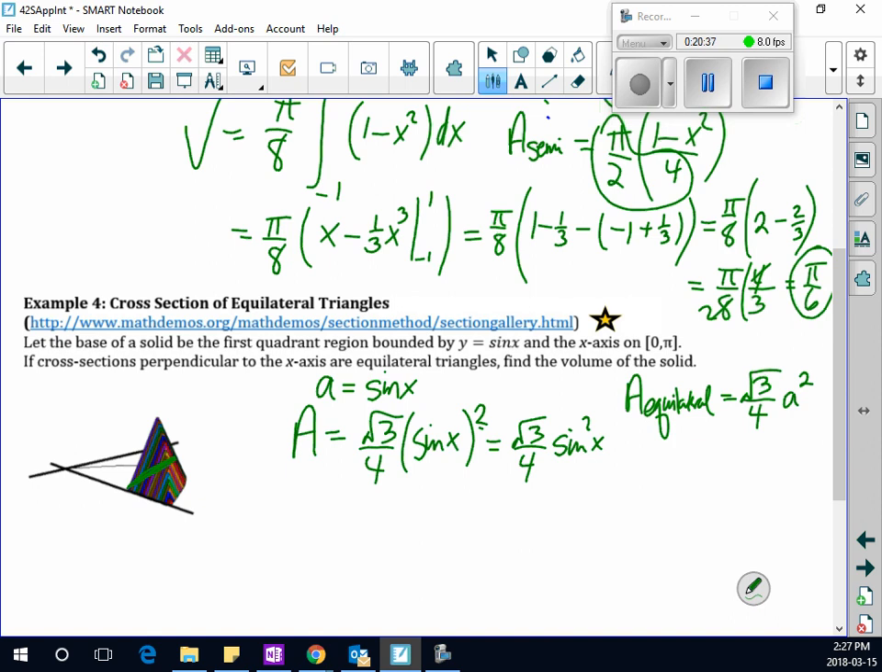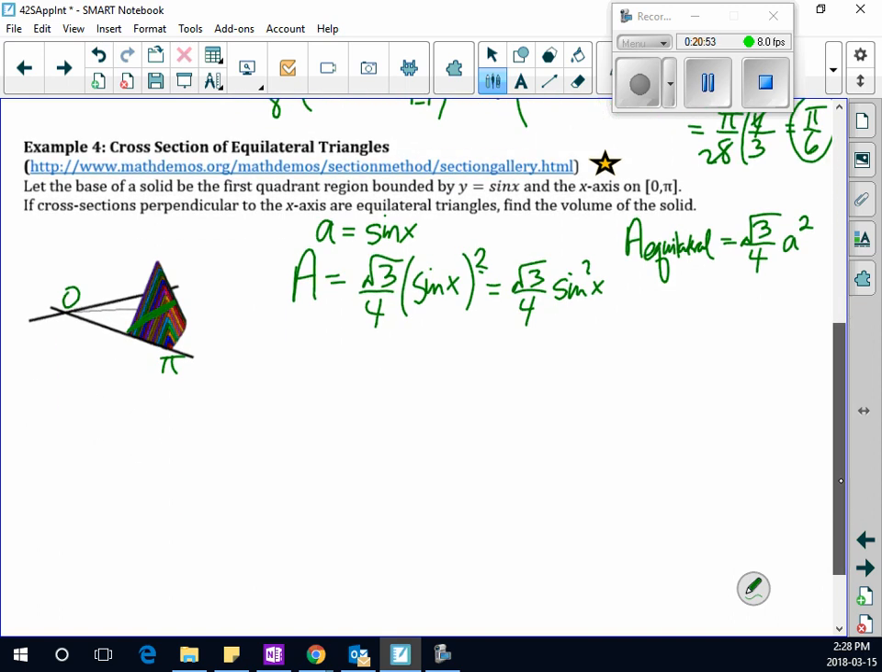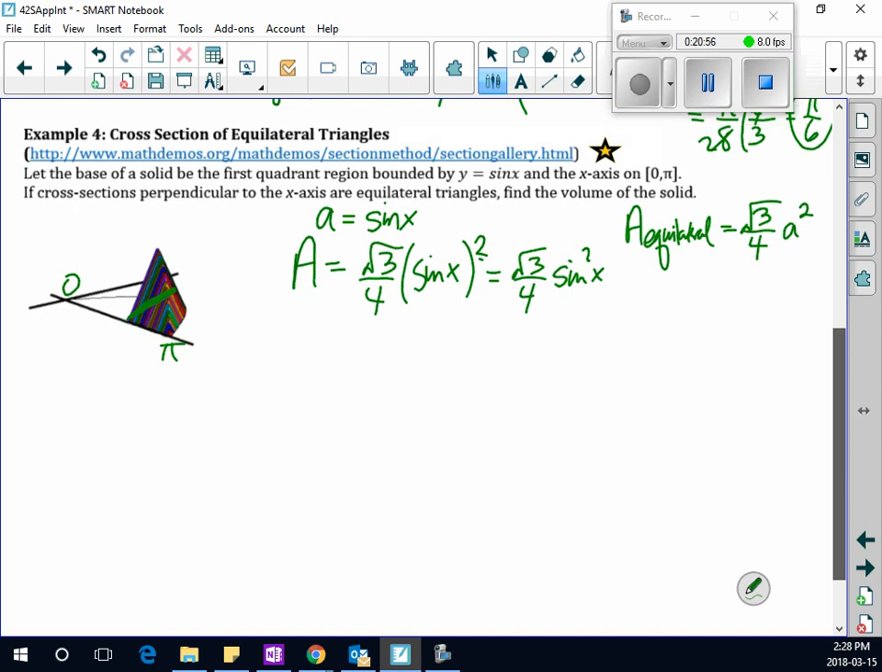Okay, so now we have to figure out where we're stacking to and from. This is actually a pretty simple question because it's pretty much done for you, except knowing what the area of an equilateral triangle is. So volume is going to be the integral from 0 to pi. I'm going to pull out the root 3 over 4, and this is going to be sine squared x dx. Now if we were to do this by hand, does anybody remember what they had to do to integrate sine squared?